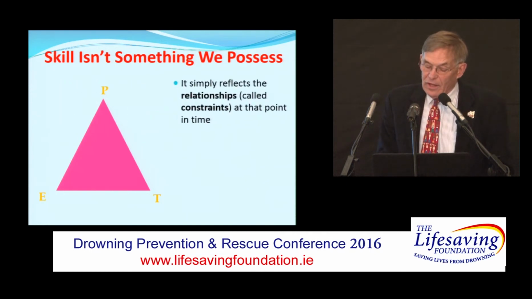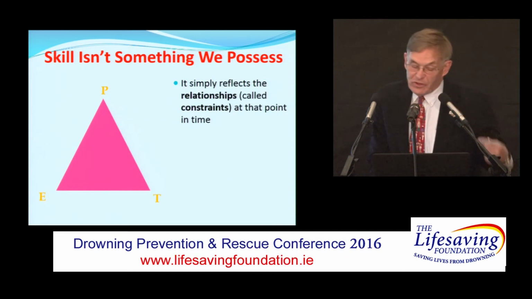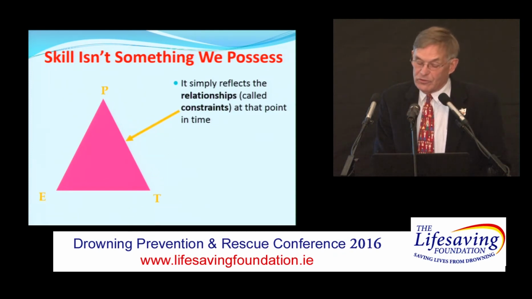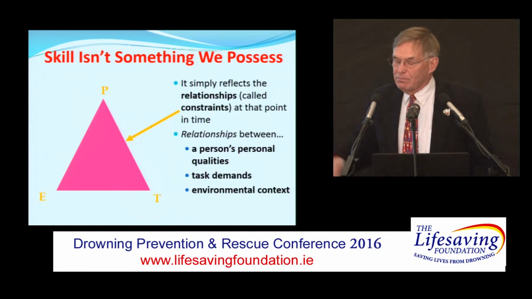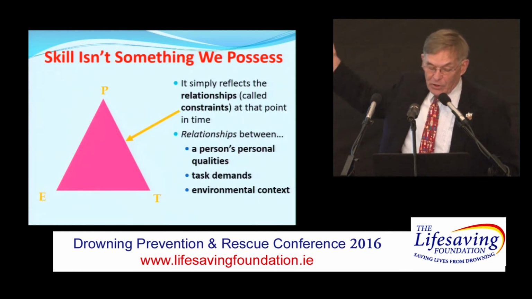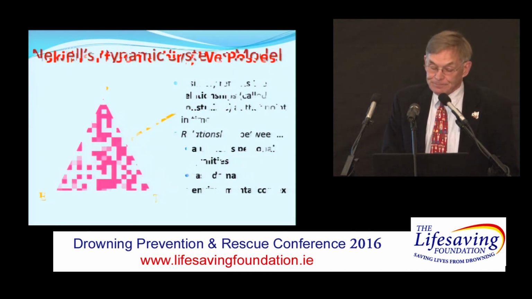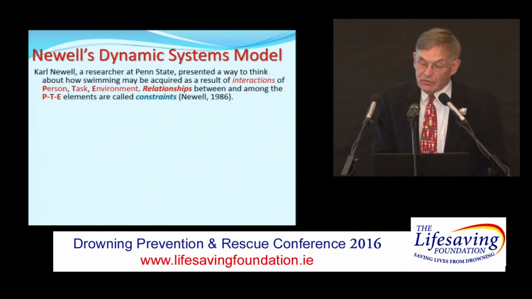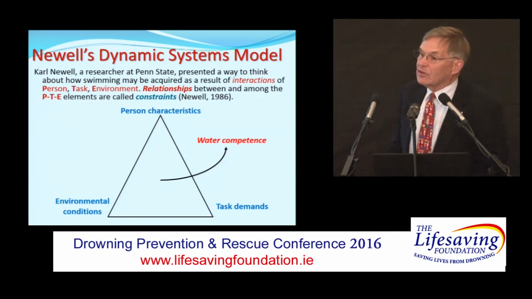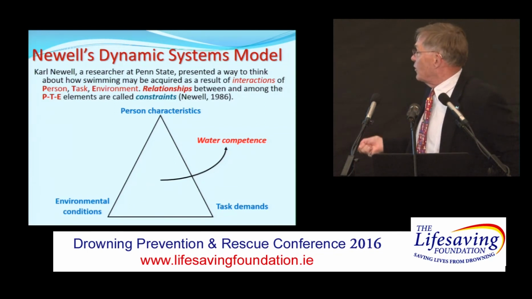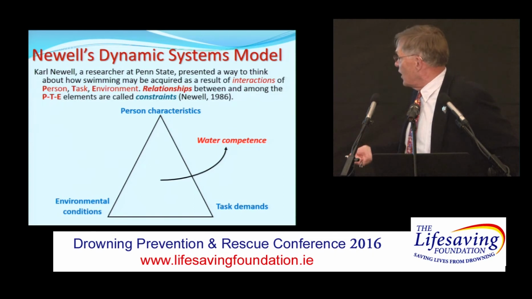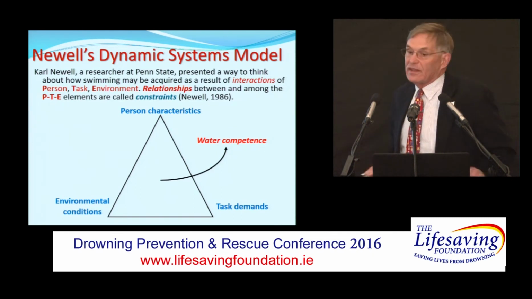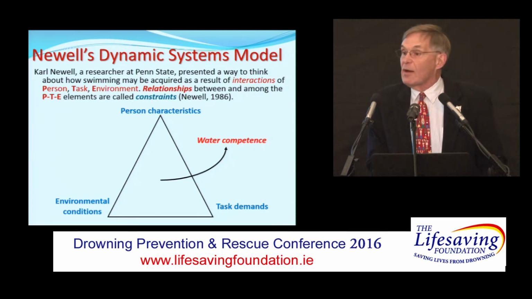So in a dynamical sense, it is a set of relationships, again the constraints notion, that Newell decided was best represented by this triangle or pyramid of a person, a task, and an environment. In his dynamic systems model, he suggested that we have personal characteristics, which I'm going to specify in a bit, the task demands that we have, and the environmental conditions. And it's the interactions of those that lead to various states of water competence.